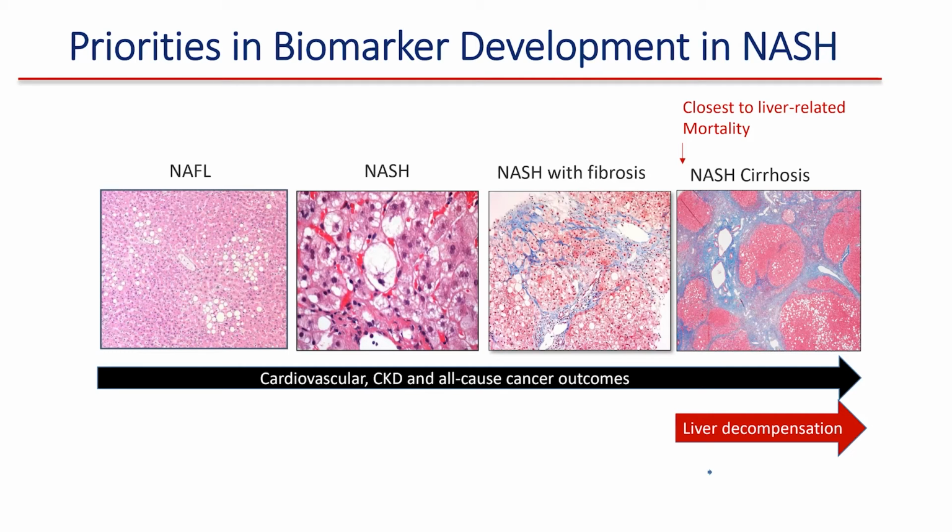And you can see, again, liver complications are all sort of clumped together towards the end, whereas non-liver, such as cardiovascular, kidney disease, cancers, all spread out evenly throughout that.